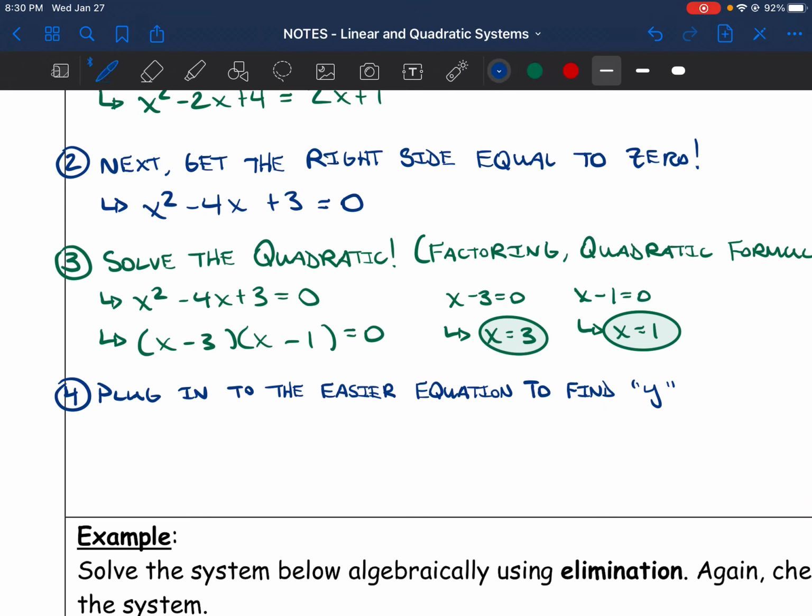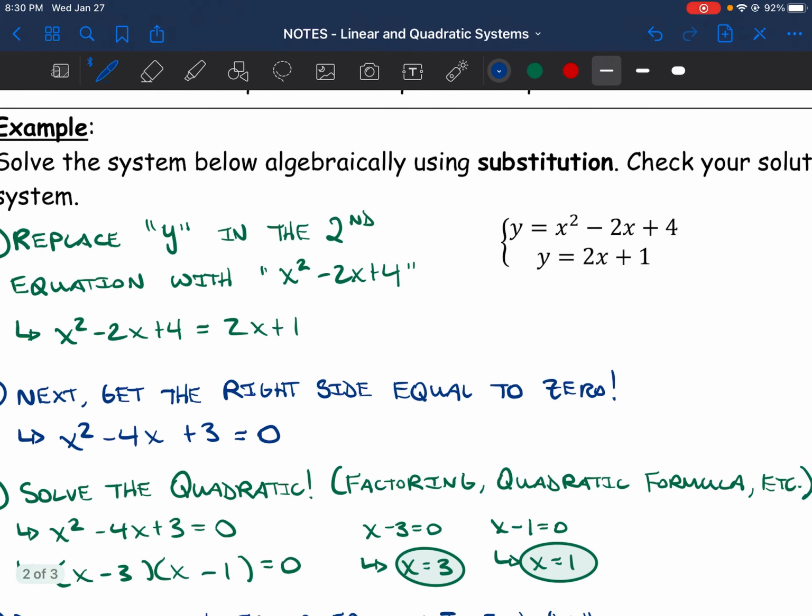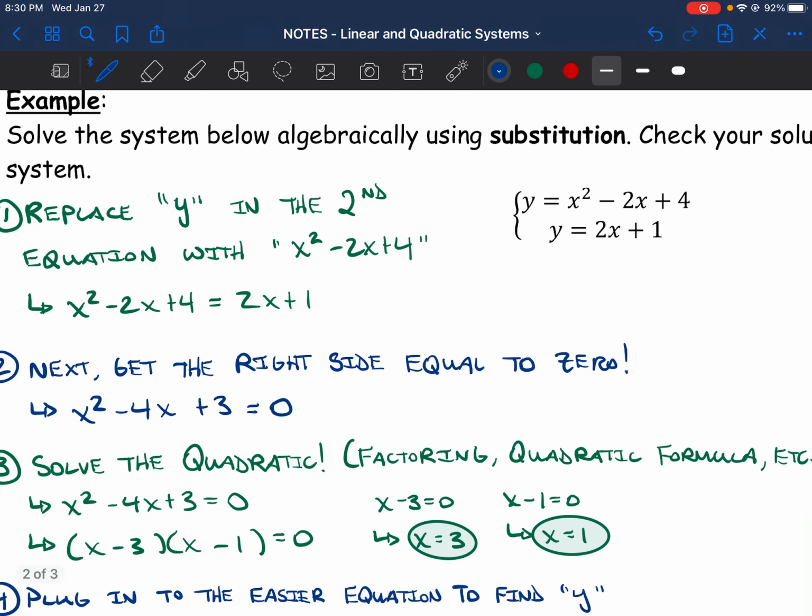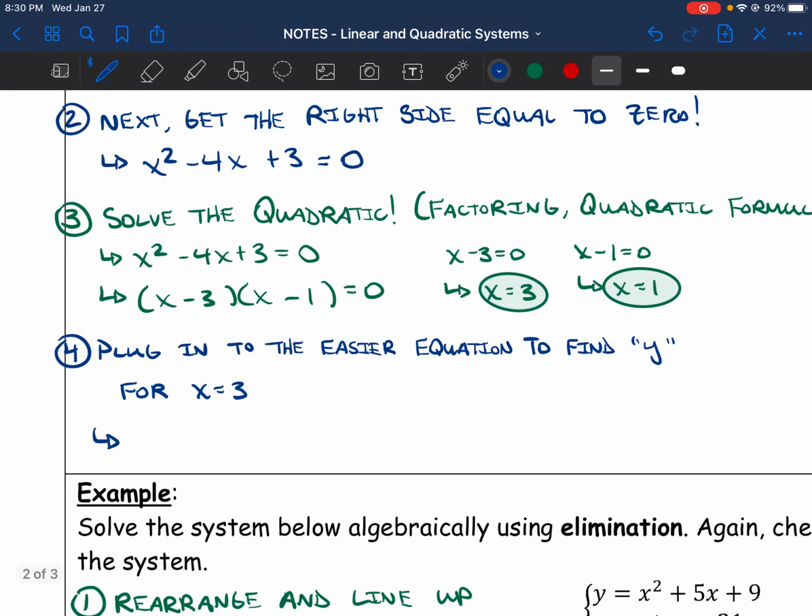I'm going to start with x equals 3. So for x equals 3, let's look at our equations here. The easier equation to plug into is definitely going to be the linear equation, y equals 2x plus 1. Let's plug in 3 for the x value. So y equals 2 times 3 plus 1, which tells us that y equals 7.